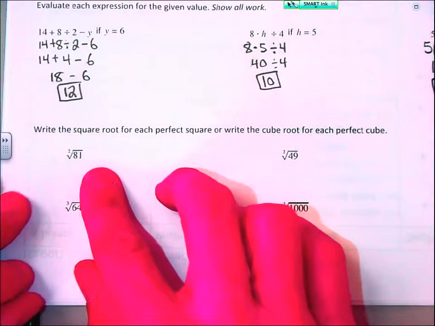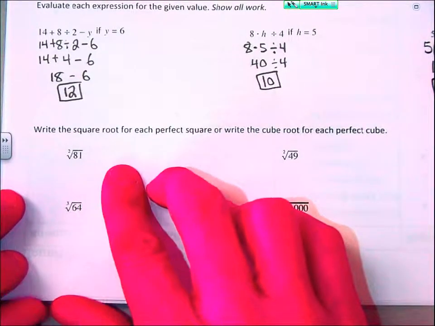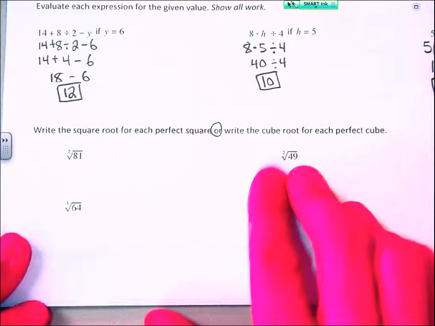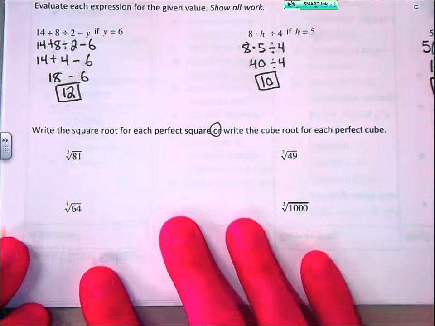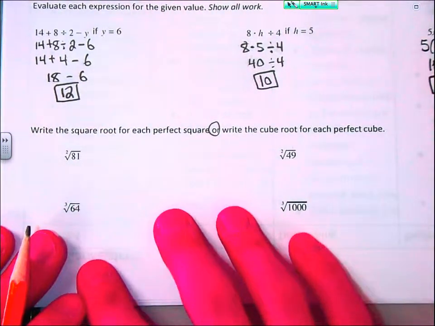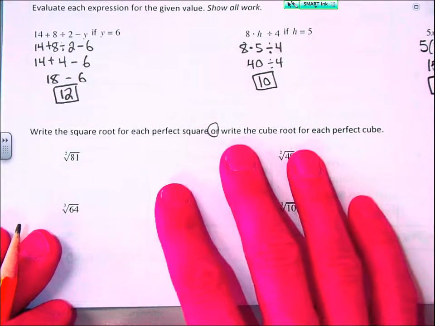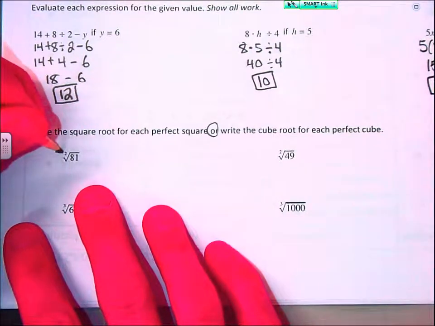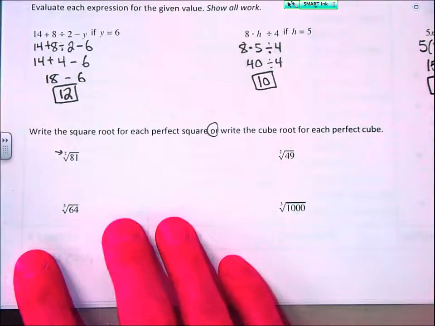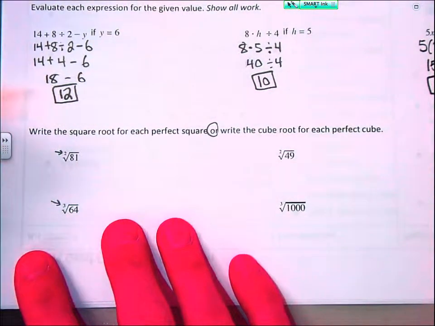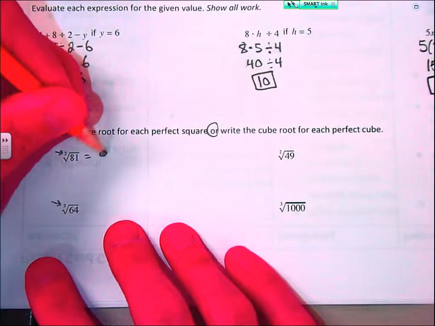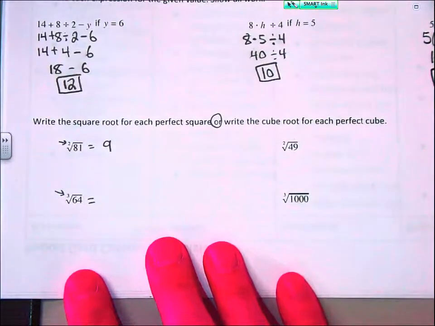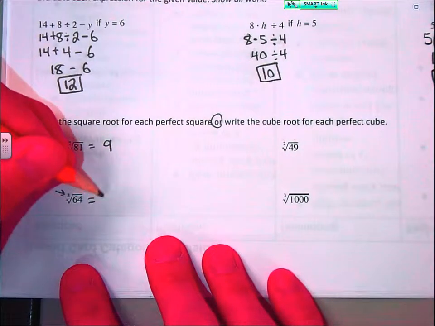Then, neat. Write the square root for each perfect square, or write the cube root for each perfect cube. Make sure you're reading all the directions. I had a few students that didn't see the or there, and so they were not paying attention to the index, which is that little 2 or the little 3. And so it's asking what number times itself equals 81. The cube root of 64 is asking what number times itself 3 times is equal to 64.